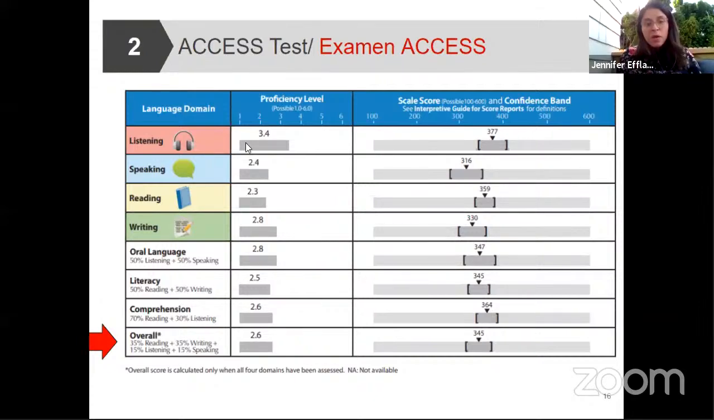Now, remember, the goal is that they get a 4.8 as their overall score. So the overall score is actually at the very bottom. It says overall, and in this sample, it's a 2.6. So the goal to be on grade level and proficient in English would be a score of 4.8.